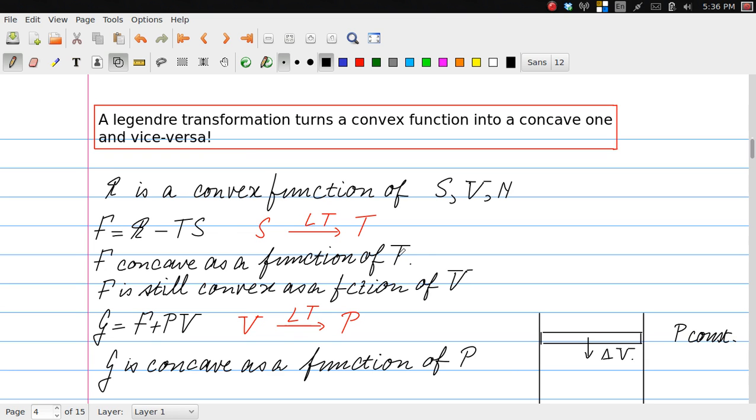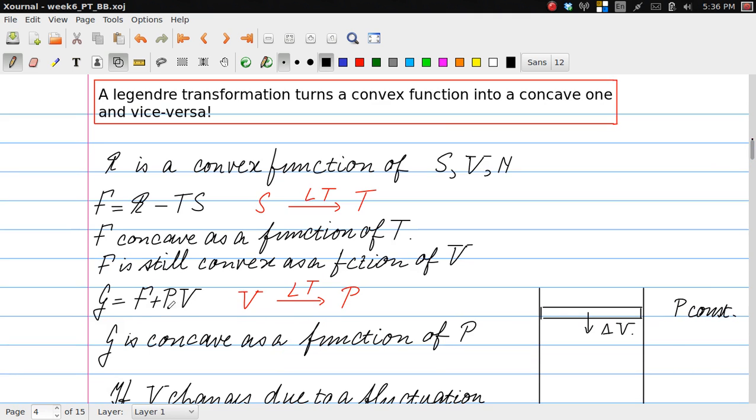We didn't do anything to the variable V, so F is still a function of V, and it's a convex function of V, because we didn't transform V. Now we can do the transformation once more. Then we transform V and we trade it in for the new variable P, which is an intensive variable, so volume is replaced by pressure, and this is the Gibbs free energy. And then again, G is a concave function of P. So the fact that there is a plus sign here doesn't change that conclusion, as you can verify easily.